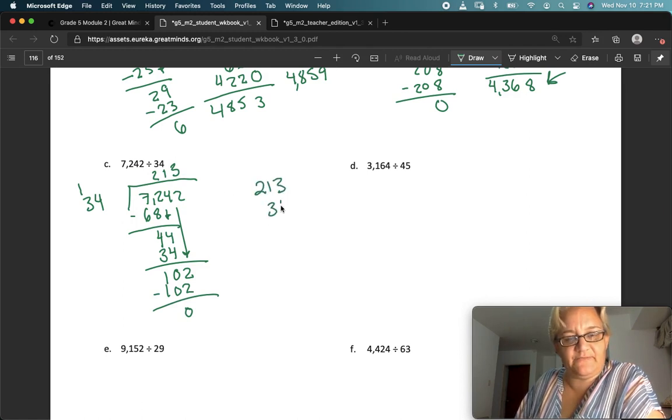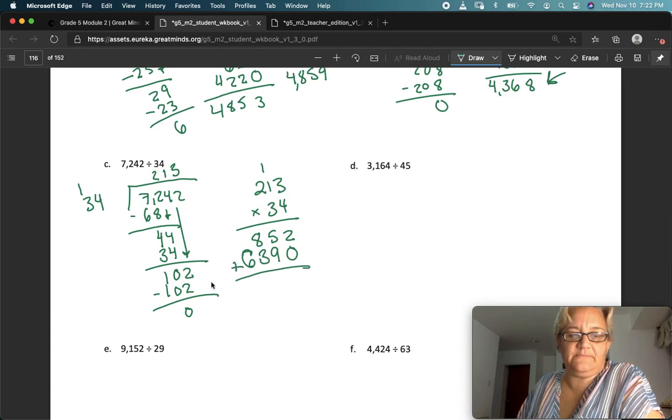213 times 34. No remainder to add, so this is just one step. 4 times 3 is 12. Carry the 1. 4 times 1 is 4, plus 1 is 5. 4 times 2 is 8. Drop the 0. 3 times 3 is 9. 3 times 1 is 3. 3 times 2 is 6.